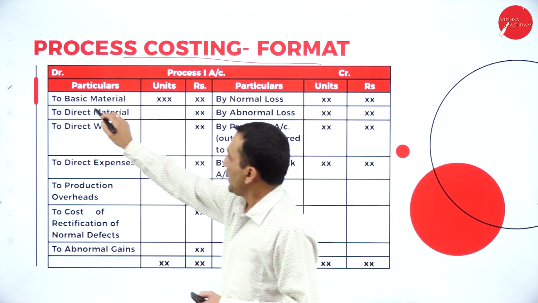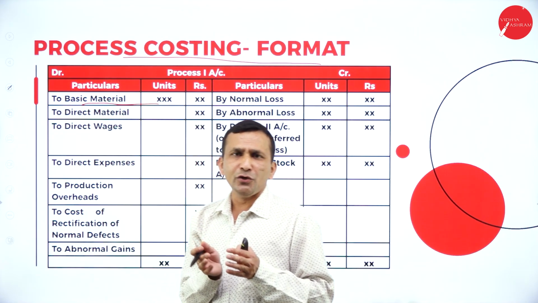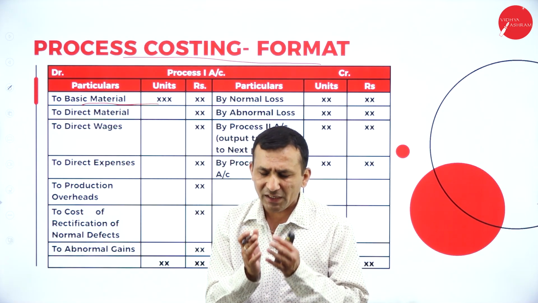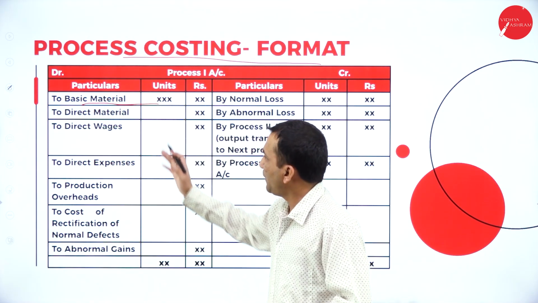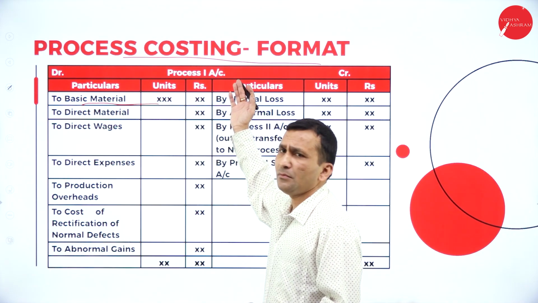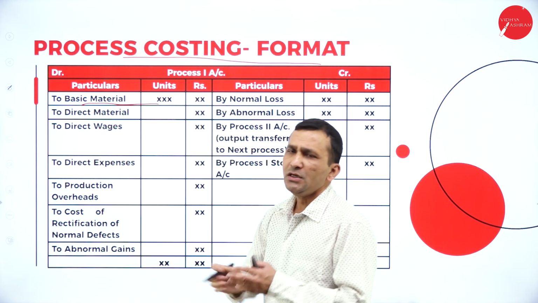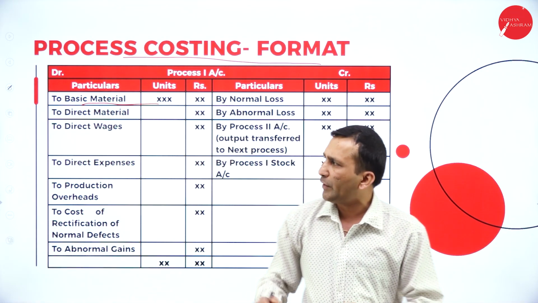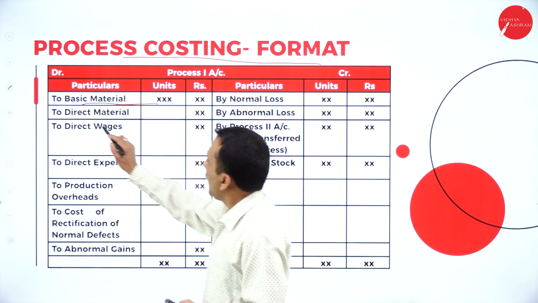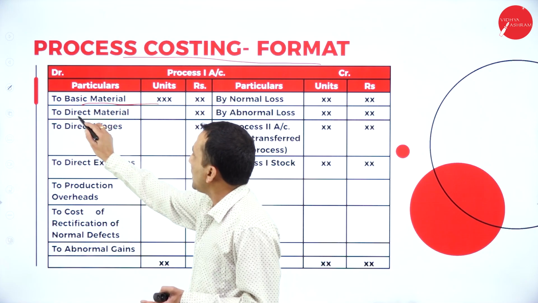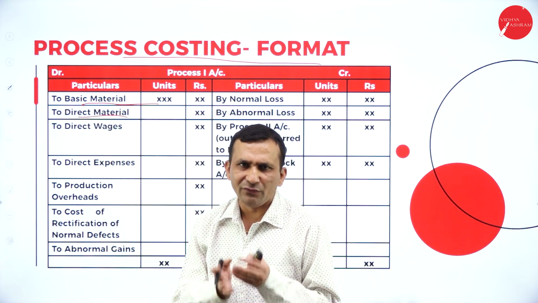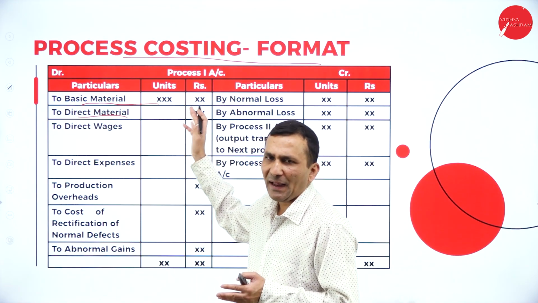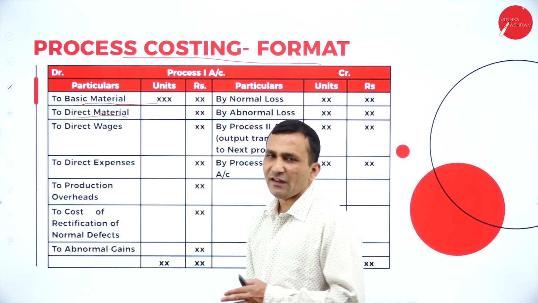The basic material you are introducing, you have to write on the debit side, which is nothing but the cost you are bearing. There are three columns: particulars, unit, rate and amount, and the per unit rate. If the question wants you to find the cost per unit, you have to add one more column. Apart from the basic material and other direct material you are introducing for process 1, if the rate is given you have to multiply. If the amount is given, write it directly in the amount column.